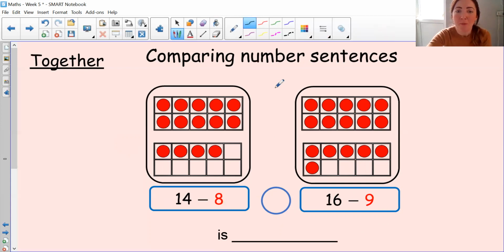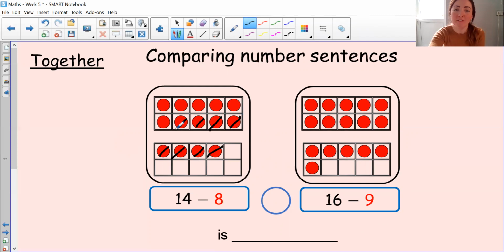Okay, so you might have gone and got some resources or some objects in your house to help you work this one out, or you might have drawn a picture. Luckily, I've got the picture right in front of me. So if I'm taking away, I can use my pen to cross out. So 14 subtract 8. That means I need to cross out how many? That's right, 8. 1, 2, 3, 4, 5, 6, 7, 8.